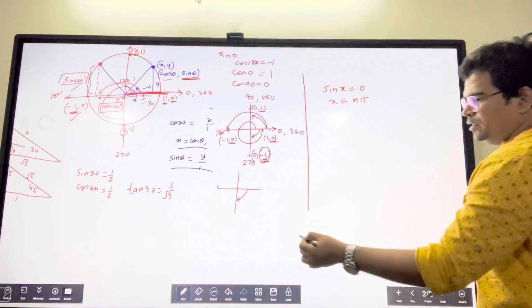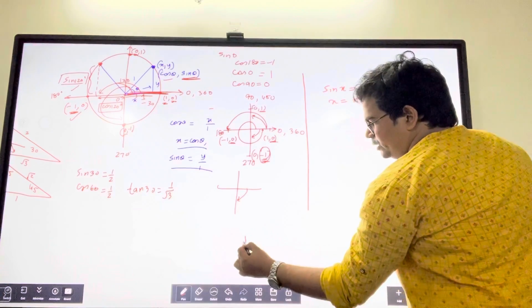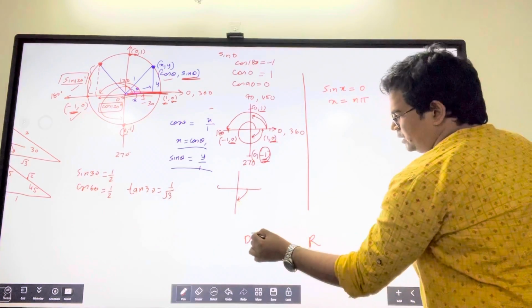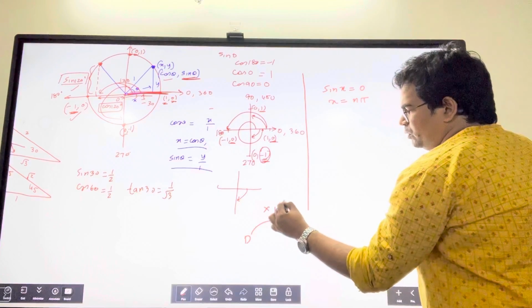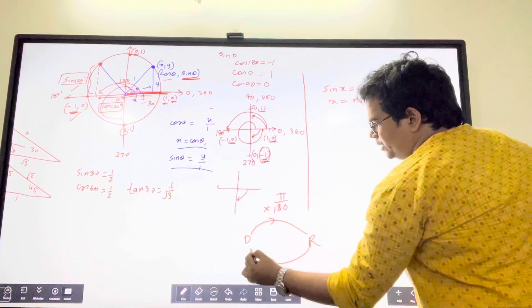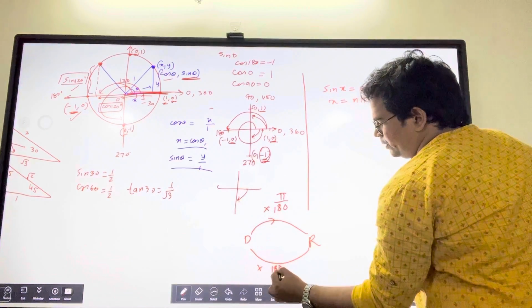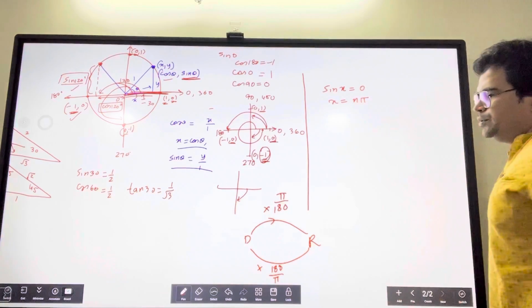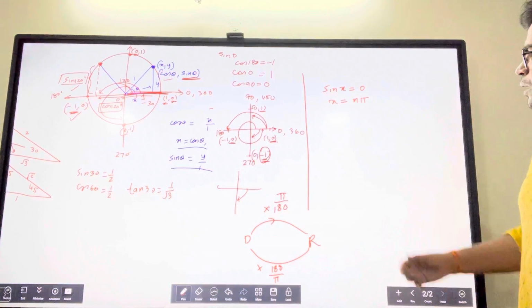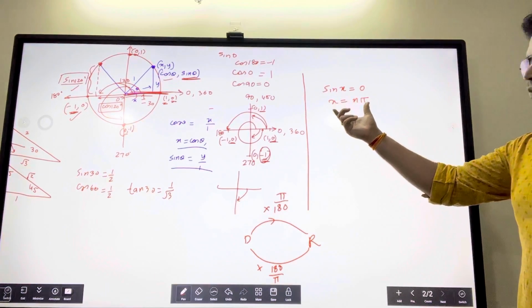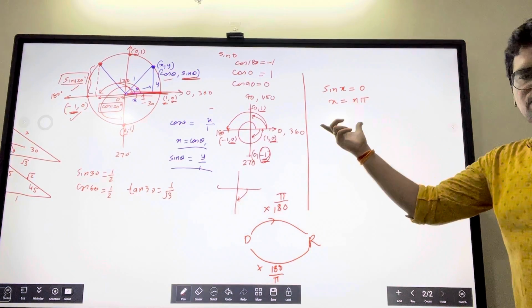So, a quick recap on degrees to radian conversion. I'm assuming that we all know this. If you want to convert degrees to radians, multiply by pi by 180, and radians to degrees, multiply by 180 by pi. So degrees to radians, pi by 180; radians to degrees, 180 by pi. So wherever your sin x is 0, x is a multiple of pi.